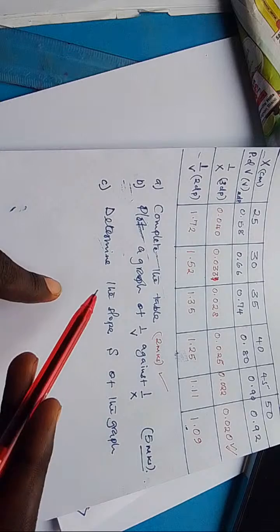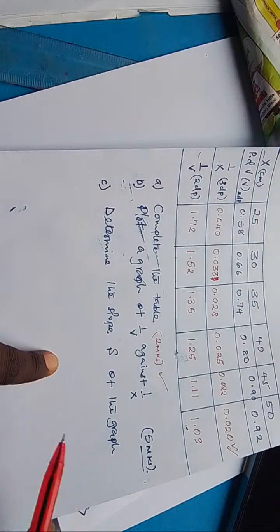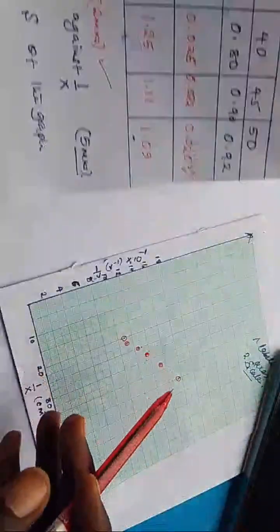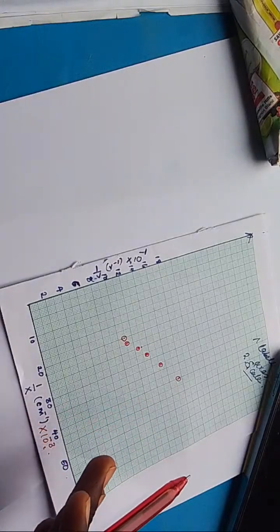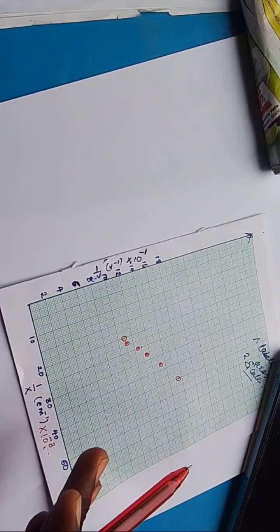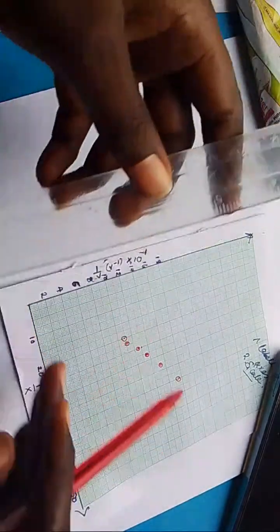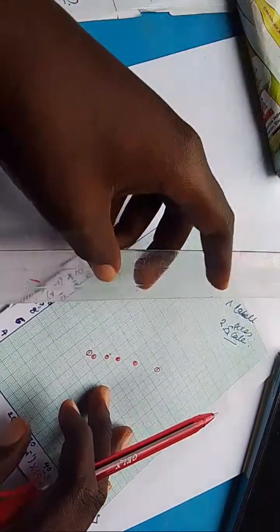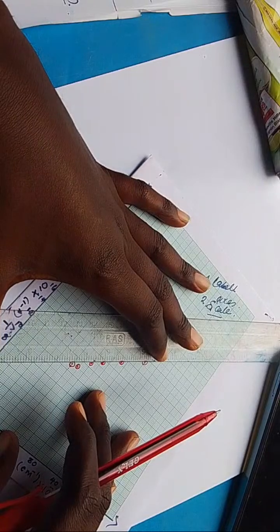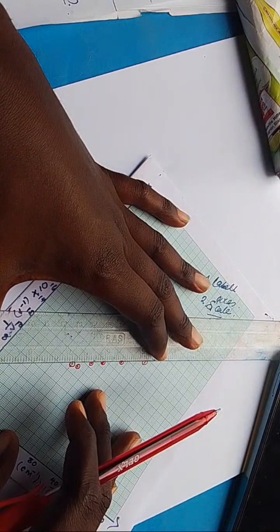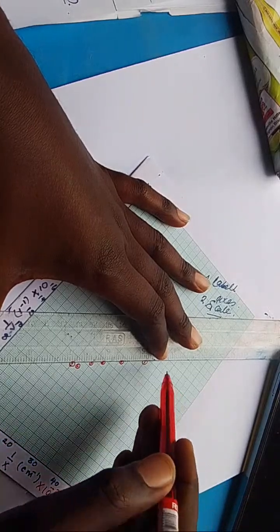So determine the slope of the graph. This is automatically giving us a green light to go ahead and draw a straight line. Therefore, I'll look at these points, look at the majority of the lines and how they can be joined. So majority of the lines will be joined in this manner.